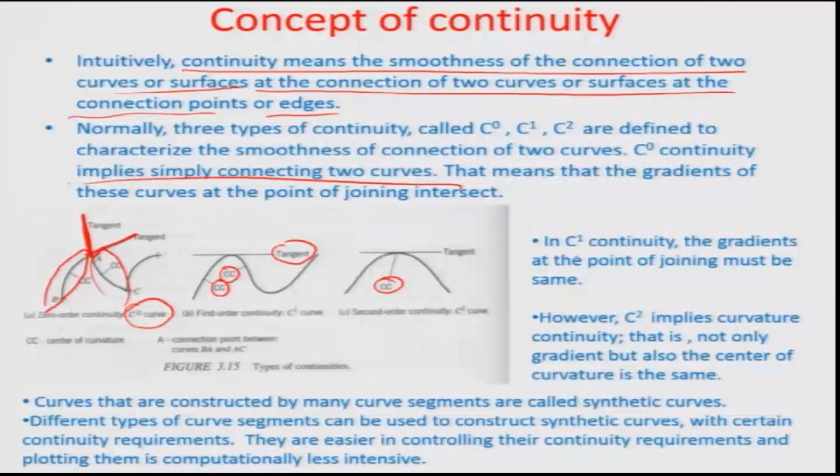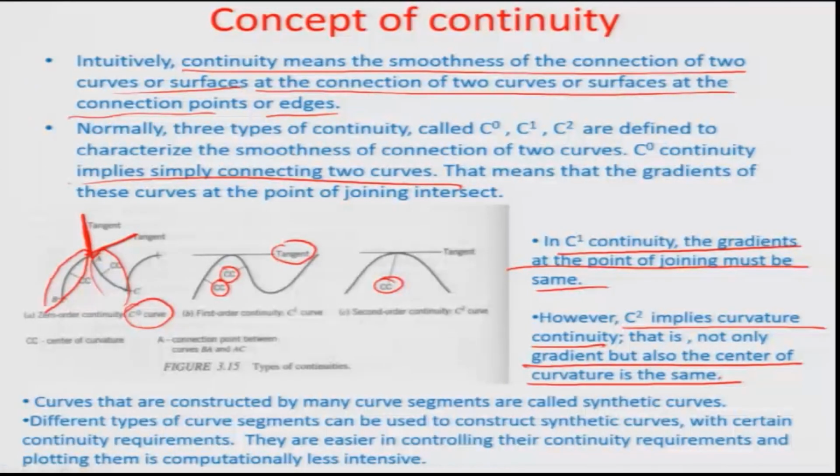So, C1 continuity, the gradients at the point of joining must be the same. C2 implies curvature continuity, that is, not only the gradient, but also the center of curvature is the same. Curves that are constructed by many curve segments are called synthetic curves. Different types of curve segments can be used to construct synthetic curves with certain continuity requirements. They are easier in controlling their continuity requirements, and plotting them is computationally less intensive.